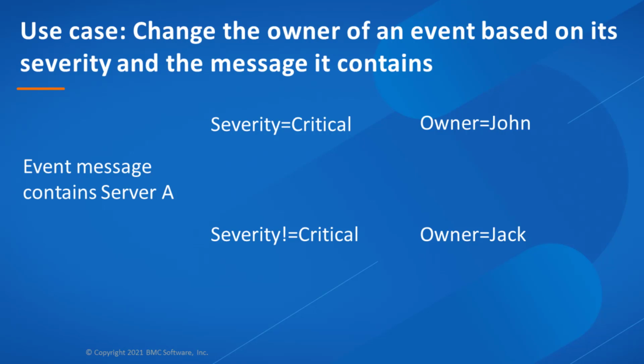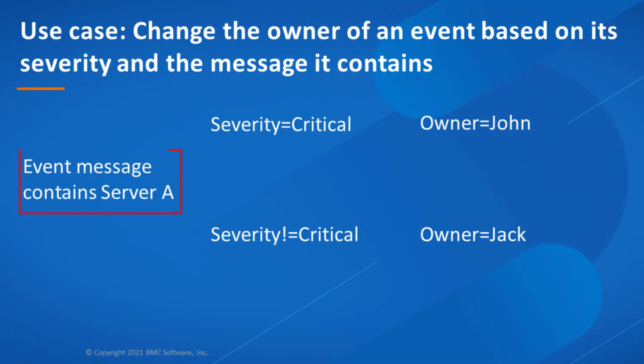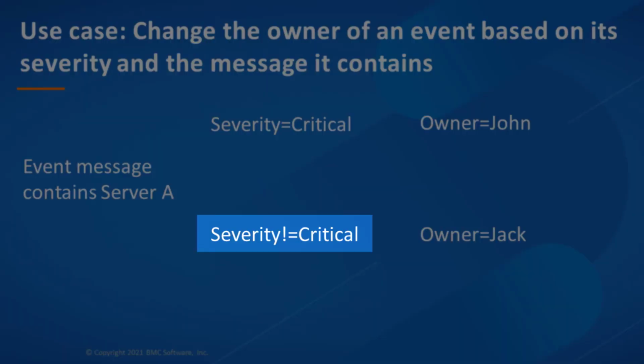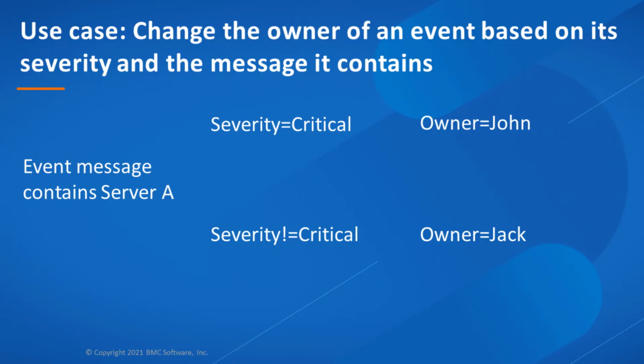Suppose you want to change the owner of an event, based on its severity and the message it contains. Suppose the incoming event message contains server A and the severity is critical. In this scenario, you want to change the owner to John. If the message contains server A and the severity is not critical, you want to change the owner to Jack. Now, let's start building a workflow for this use case.